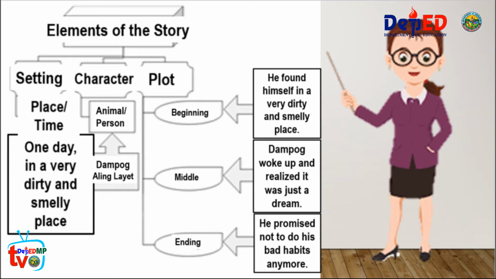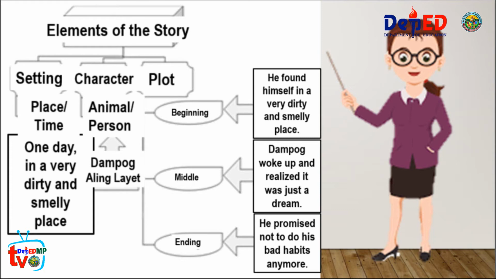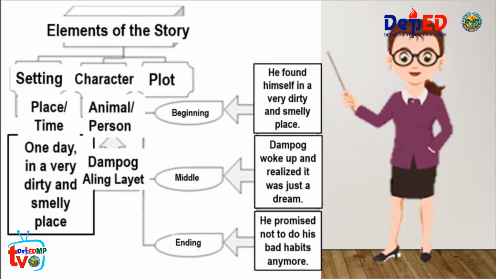What about the character? The characters are the people or animals who acted in the story. In our story, the characters are Dampog, the naughty boy, and his mother, Aling Layut. The plot? A plot is the sequence of the story. It tells how the story goes from the beginning until the end.